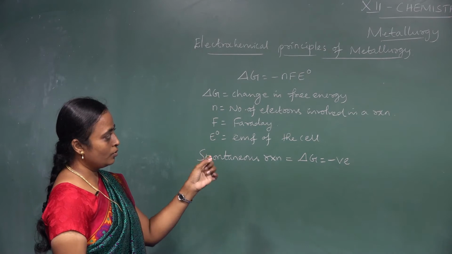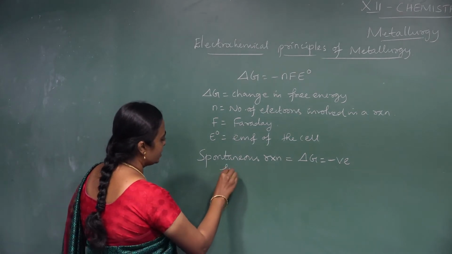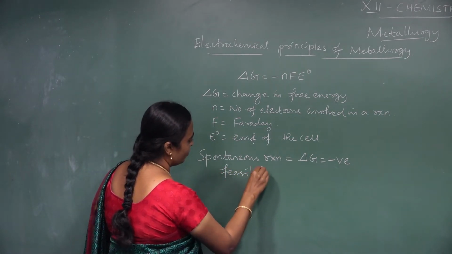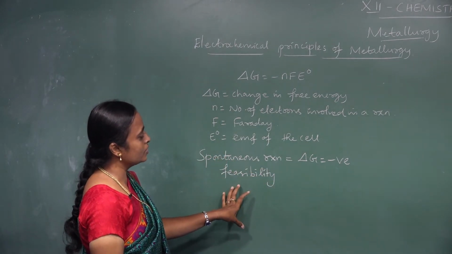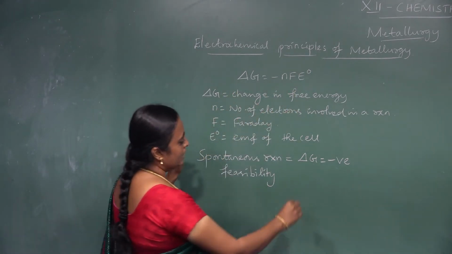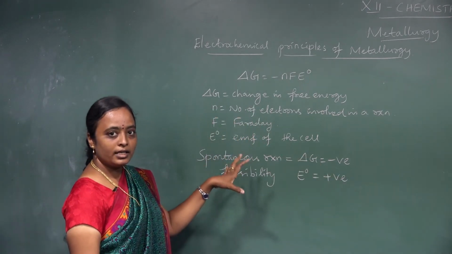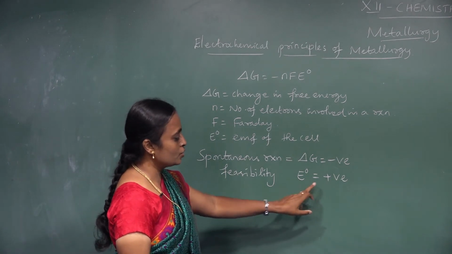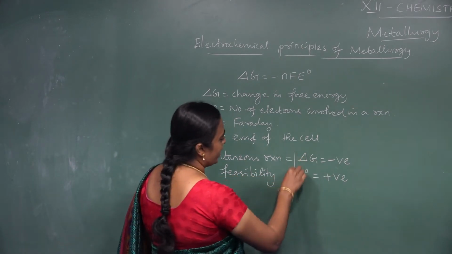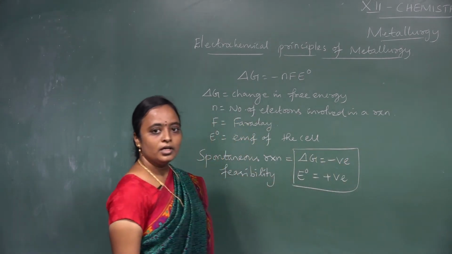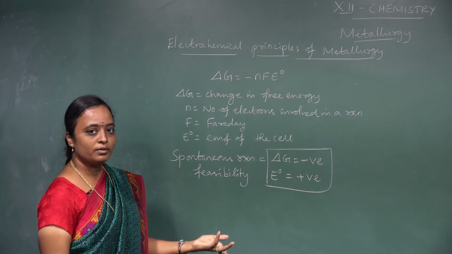For whatever redox reaction, if you want to know the feasibility, whether a reaction occurs or not, that has to be decided by using the E naught of the reaction. You have to arrange the reaction in such a way that the E naught value is positive, then we get the ΔG value as negative. So you get the EMF of a cell, and the reaction will be spontaneous and will take place.